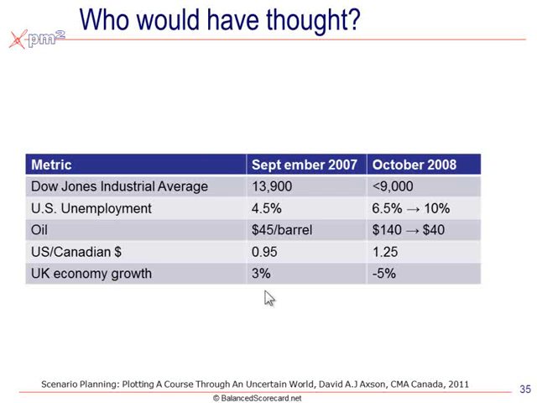The Dow Jones imploded. It was less than 9,000 just over a year later. The U.S. unemployment rate was up to 6.5% and heading towards 10. The oil price had gone up to $140 and then cratered down to 40. The U.S.-Canadian exchange rate was now unfavorable at 1.25, and the UK economy was now shrinking at 5%. So no forecast would have given us the agility in our organizations to respond to that, and that caused a big bump in the road for many organizations.